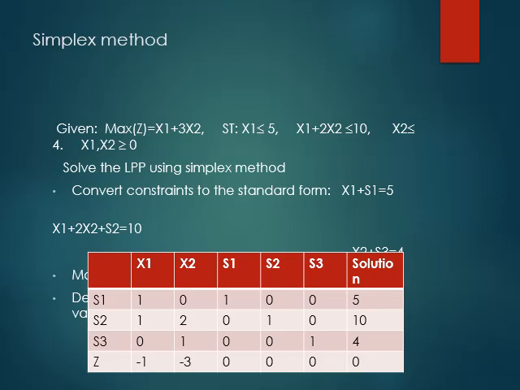We are looking to solve this using the simplex method. The first step is to convert the constraints to the standard form. So the first constraint will be x1 plus s1 equal 5. The second constraint will be x1 plus 2x2 plus s2 equal 10. The last constraint will be x2 plus s3 equal 4. The objective function should be a zero equation. Then z minus x1 minus 3x2 equals 0.